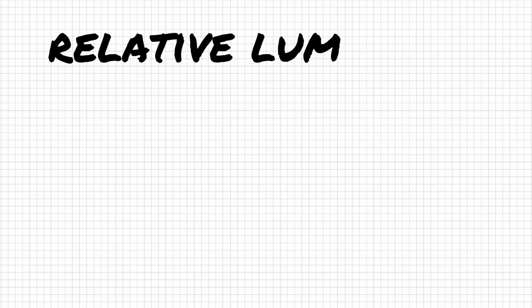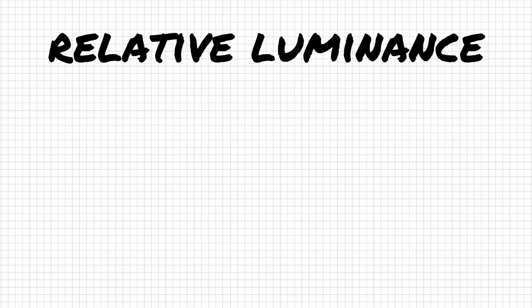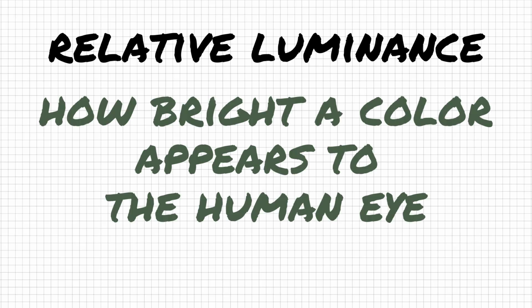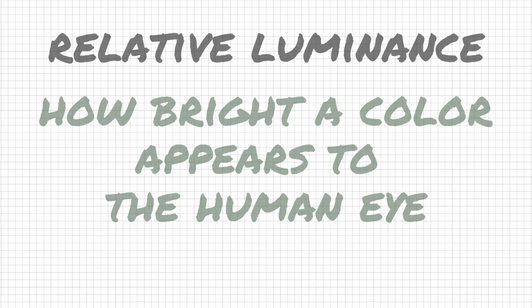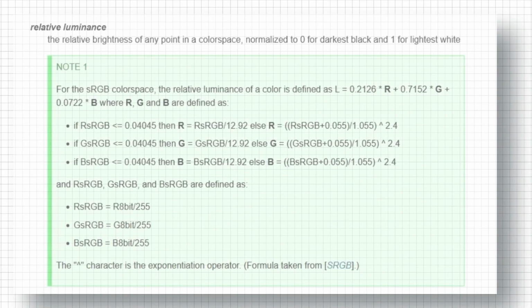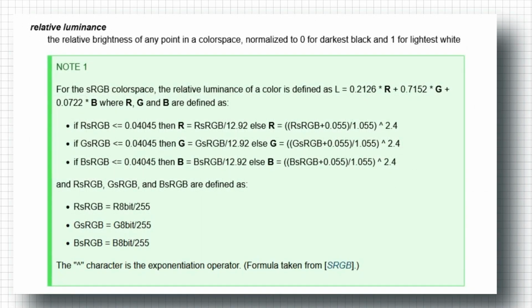Contrast in the WCAG standard is defined according to a color's relative luminance. Relative luminance measures how bright a color appears to the human eye. Bright colors have values close to 1, and dark colors have values close to 0. What you're looking at now is the definition of relative luminance in the WCAG Guidelines glossary. You can see it's a little complicated.